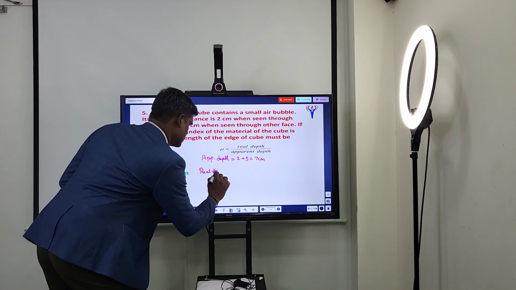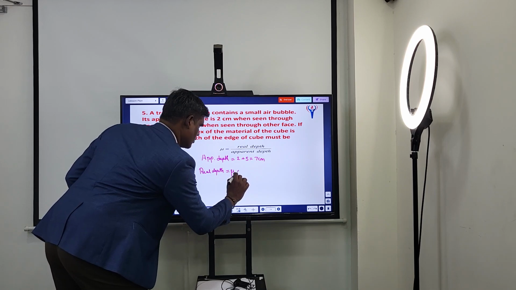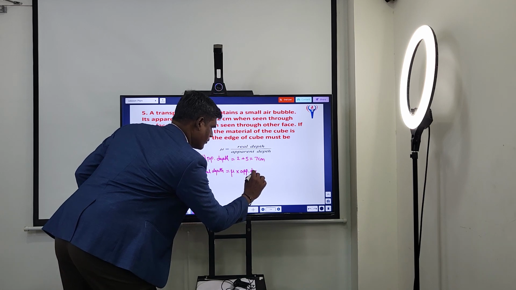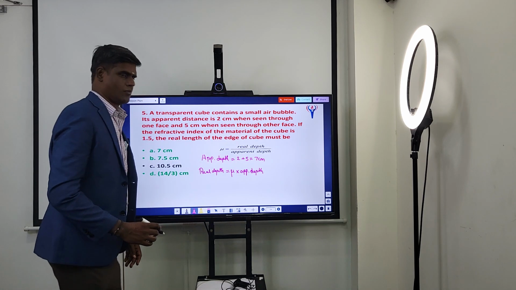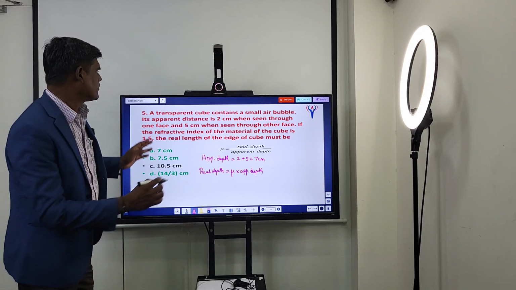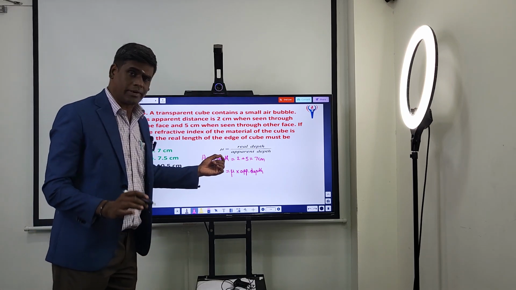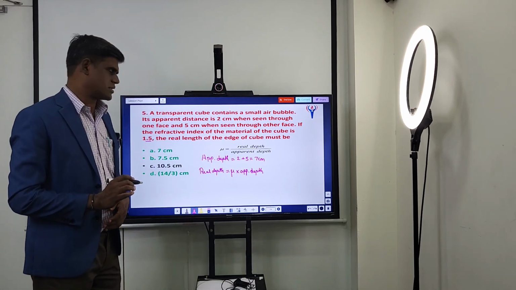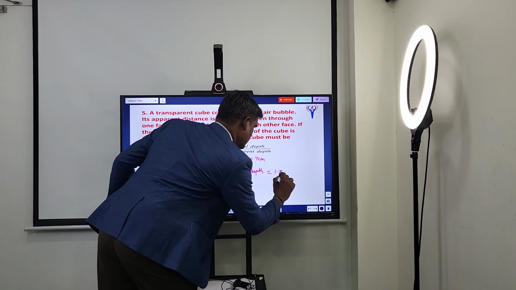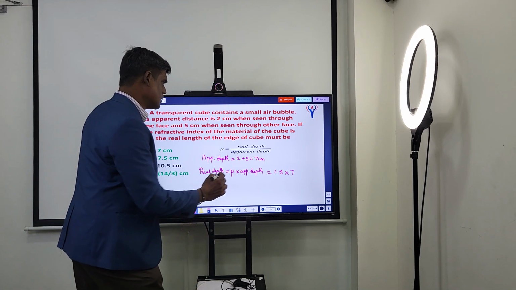Real depth is equal to mu into apparent depth. Mu is already given. How much? Mu is 1.5, and the net apparent depth we just found is 7. So 1.5 into 7. How much?